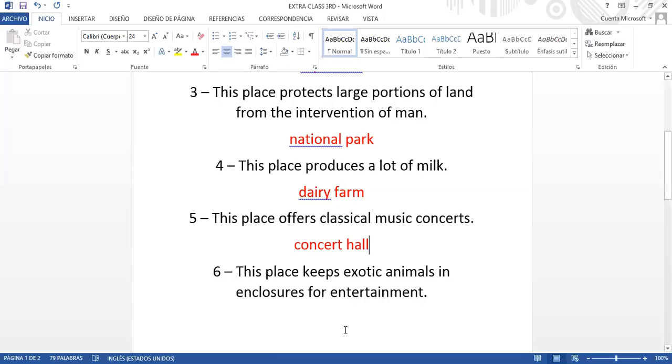In number 6, we have this place keeps exotic animals in enclosures for entertainment. Now, enclosures, the word that we have here, an enclosure is a cage. Okay, basically, it's a cage. It's a place where an animal is kept, okay, from where the animal cannot escape. Okay, that's an enclosure. So here we're talking about a zoo.